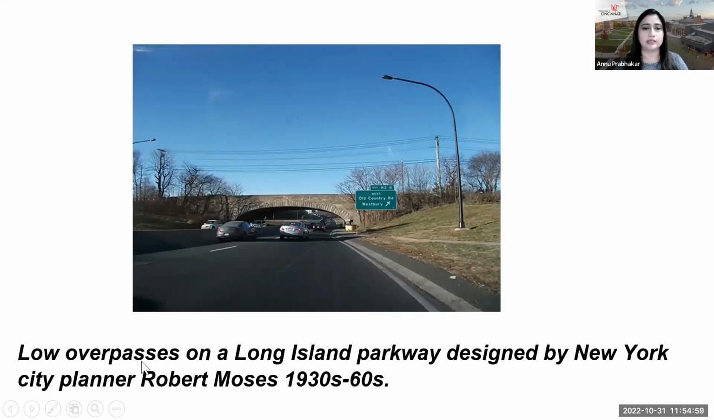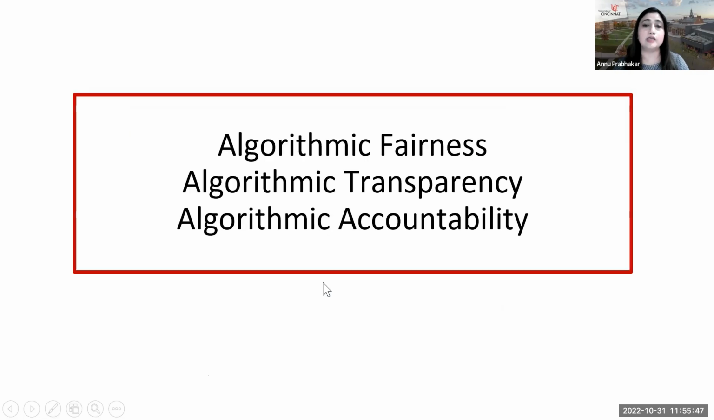Just to give you an example, this is a very low overpass designed by the famed New York City planner Robert Moses in the 30s to 60s. He built lots of bridges and buildings throughout New York. He built this one very low so that the buses wouldn't go through it. The reason is that at that time, African-American people used buses for transportation. Only people with resources, mainly white people, could afford cars. So they didn't want African-American people to come to the beach on the other side of this bridge. This is very visible, right? But the issue is that with some of the algorithms that you put in, the damage it does to people is invisible. That is a scary thought.